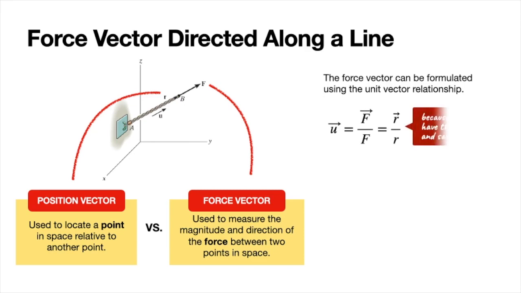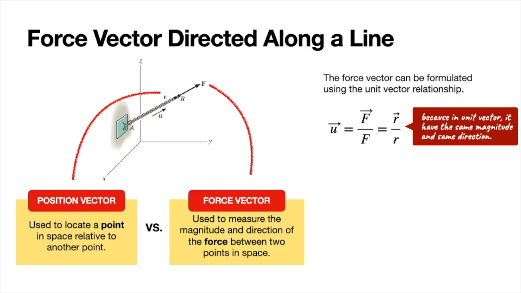So the unit vector for the force vector is equivalent to the unit vector for the position vector, the R. Okay, so if you remember, the unit vector's magnitude must and should equal 1. It will not be more than 1, it will not be less than 1, it would not be a decimal, it will be equal to 1. So we can relate the force vector with the position vector using the unit vector.